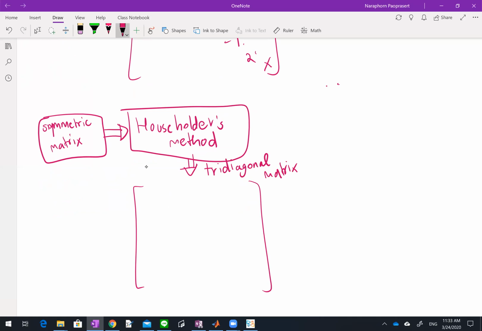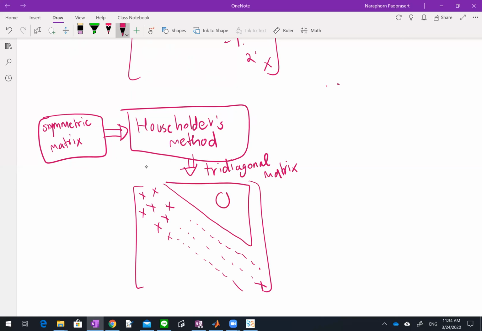So what does it mean to be a tridiagonal matrix? It's a matrix that is allowed to have non-zero values on the diagonal line and also on the upper and lower diagonal lines. These are the lines that allow non-zero values. For other positions, you need to have 0.